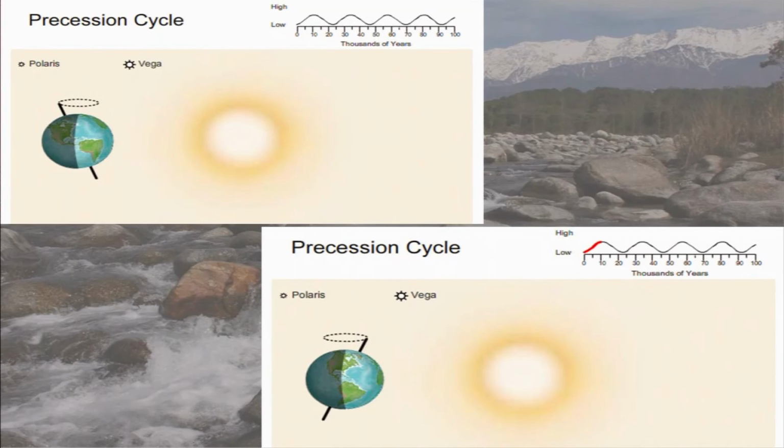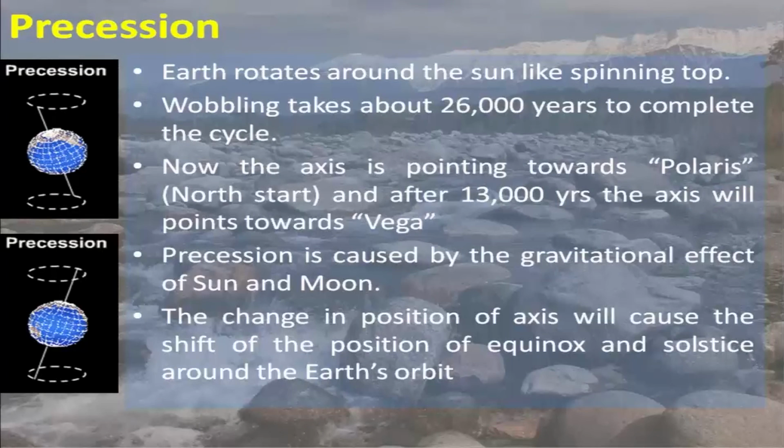So, this is what has been shown right now. The orientation is towards Polaris, and the time will come when it will change towards Vega. So, this takes almost, how much did we say, 26,000 years. Okay. So, one is 1 lakh, that is eccentricity, then we have 41,000, and then we have 26,000.